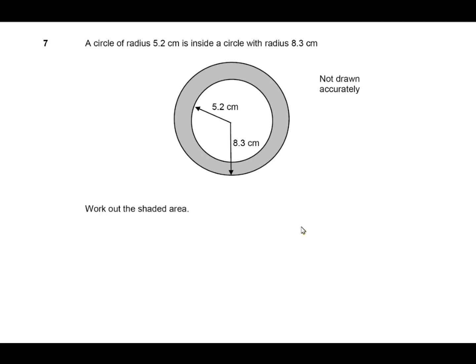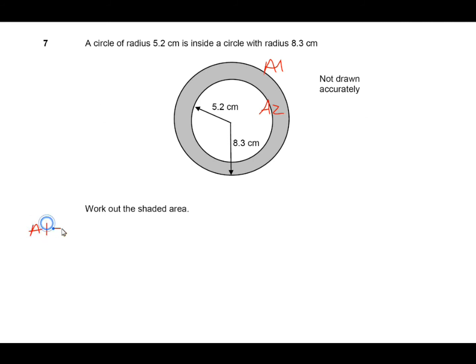Question 7, which is worth 2 marks. A circle of a radius 5.2 centimeters is inside a circle of radius 8.3 centimeters. Work out the shaded area. So we need to work out the area of the two circles. So we've got the big circle, which we'll call area 1, and the little circle, which is area 2. So let's work out those two areas and then take one from the other to give us the shaded area.